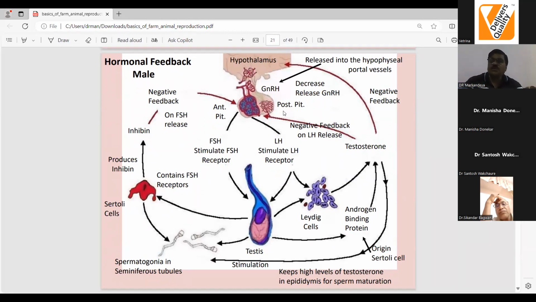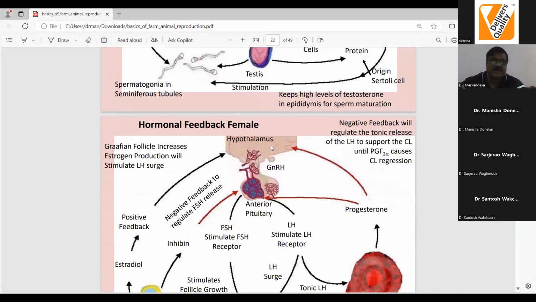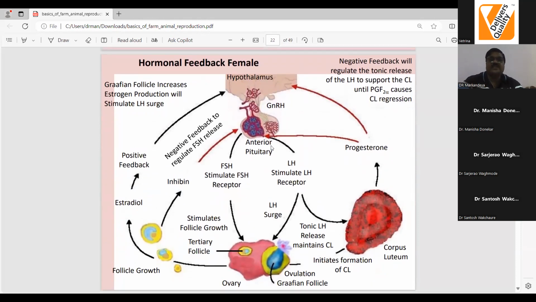How a stimulus leads to a reaction on that particular hormone. Here you will find that this is for male animals, showing how the continuous cycle is maintained for spermatogenesis and the feedback mechanism in animals. The next one is more important, we'll see it for females. Please, next. Here it is a female.